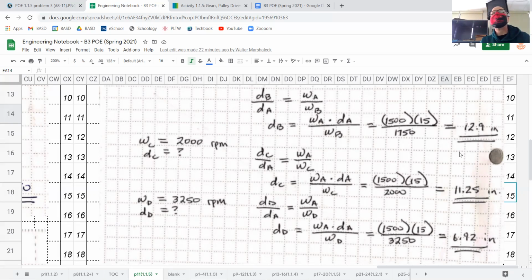And notice appropriately, I hope I got this correctly, but I feel pretty good that the 12.9 is bigger than the 11.2, which is bigger than the 6.9. Remember, the B pulley is bigger than the C pulley, which is bigger than the D pulley. So at least the numbers make sense. If the math is wrong, whatever, I apologize.